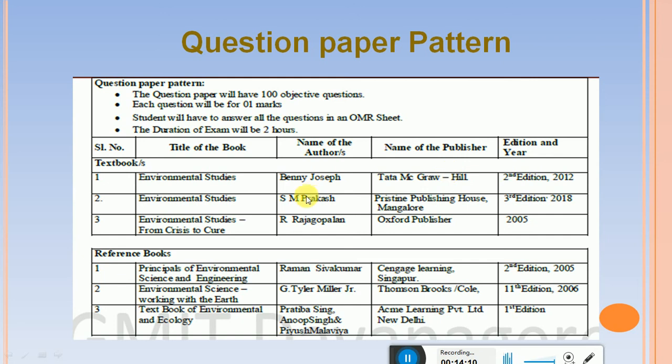Then you can refer to some of the books which are given here. Environmental Studies by Benny Joseph. You can also refer to Environmental Studies by S. M. Prakash, by Pristine Publication House. You can study Environmental Studies: From Crisis to Cure by Rajagopalan, and you can also go for some of the reference books like Principles of Environmental Science and Engineering by Raman Sivakumar. Then Environmental Science: Working with the Earth by G. Tyler Miller. Then Textbook of Environment and Ecology by Pratibha Singh for additional learning.